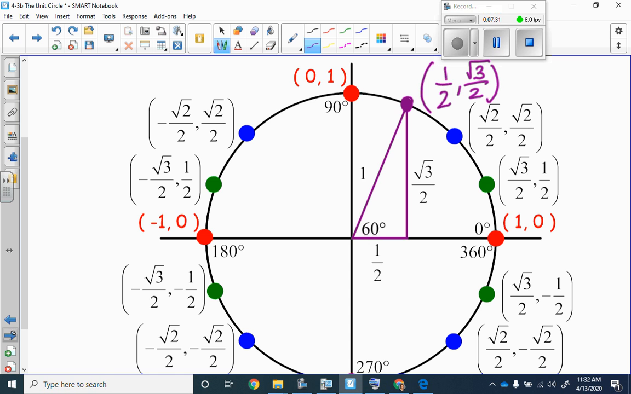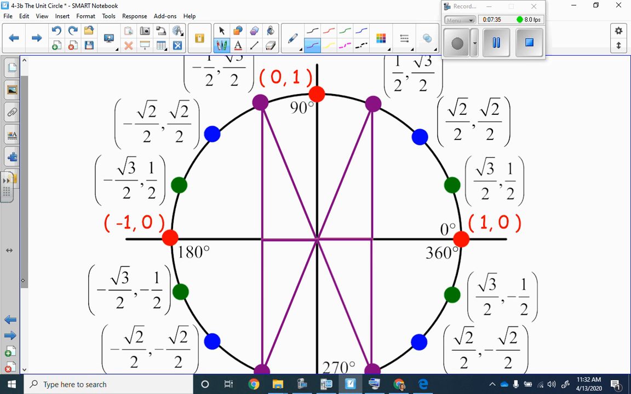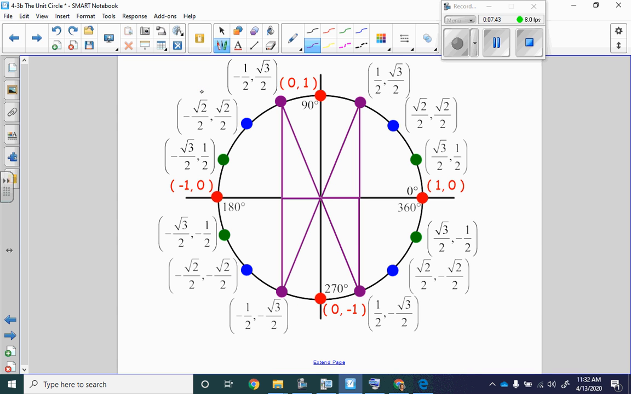If I take that triangle and I reflect it into all 4 quadrants here, I'm going to have to zoom out so that you can see this. There we go. Now you can see that those coordinates are reflected all throughout. And you have now just completed the coordinates that are associated with your unit circle.